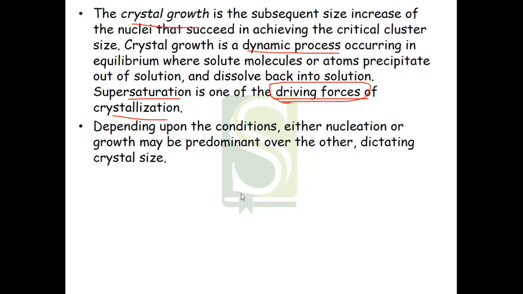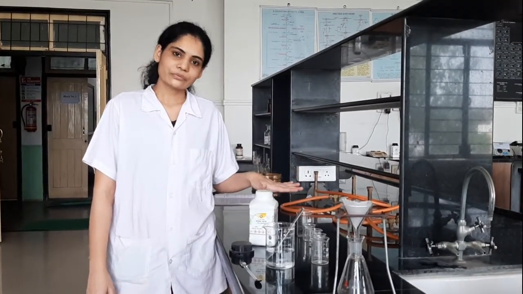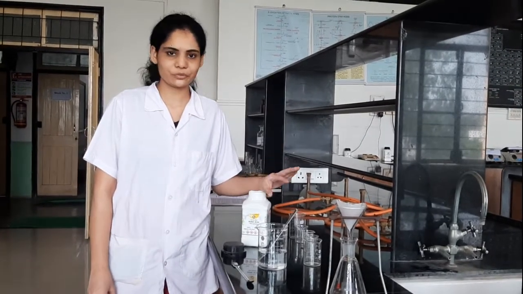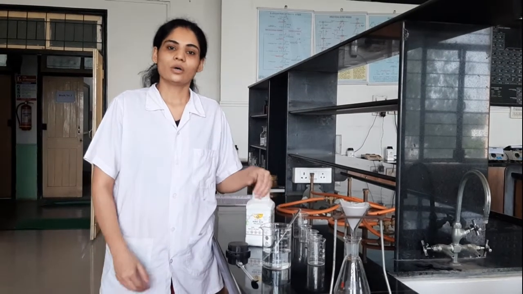So we will see the performance of the experiment now, and then we will discuss the observations. We are going to see how to perform the practical. First, we are going to prepare a supersaturated solution of boric acid. Now, how is a supersaturated solution formed or produced?